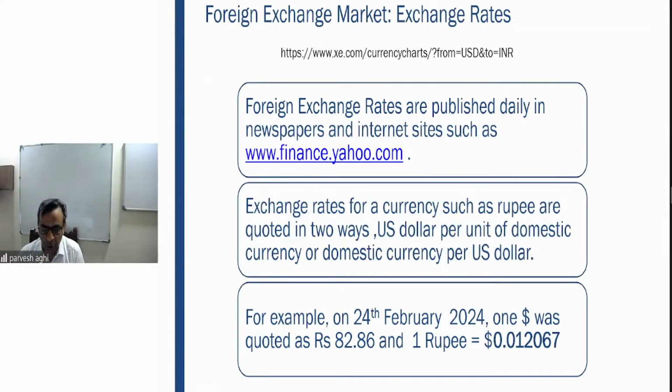But if we flip across and see it from the US side, then the first quote becomes an indirect quote for the Americans, and the second quote, 1 rupee equal to so much dollar, becomes a direct quote for America. And I'll tell you how to identify a direct quote and an indirect quote when we move a little bit forward.